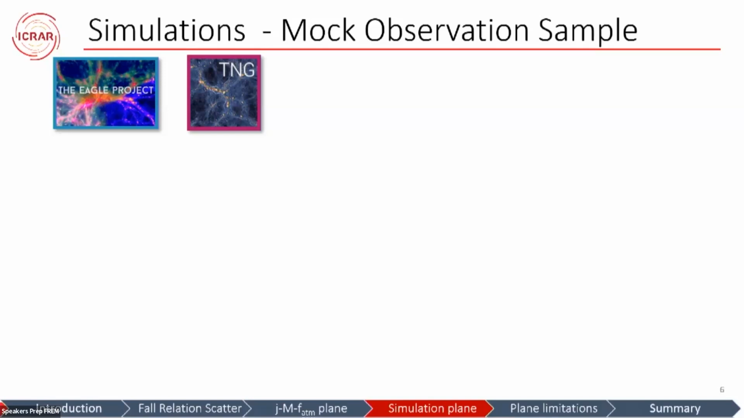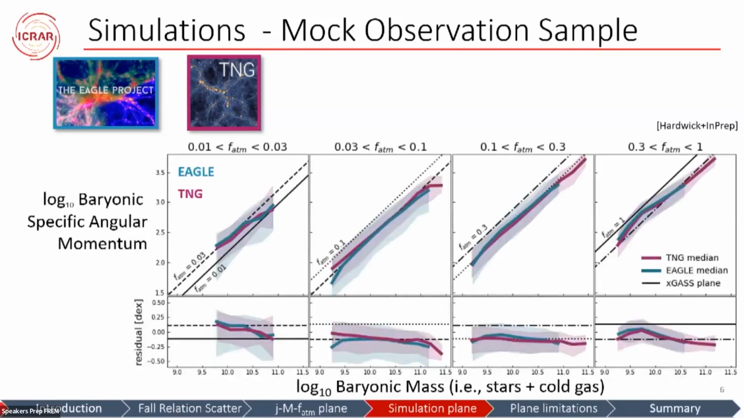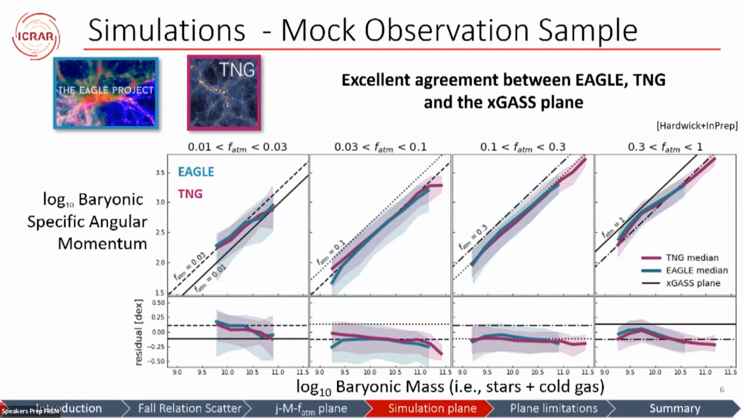And we plotted them again on this same plot with baryonic mass against baryonic specific angular momentum. And we see that Eagle in blue and TNG in magenta both agree very well between these black lines, which are what you'd expect for the X-gas plane for fixed gas fractions on the edges of these panels. So we see not only that the medians of these are in excellent agreement with the plane, but also that the scatter around this plane is very similar to what we found for X-gas.